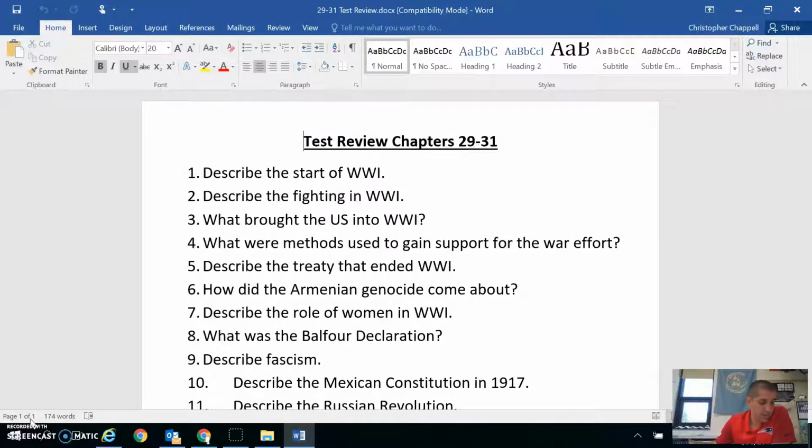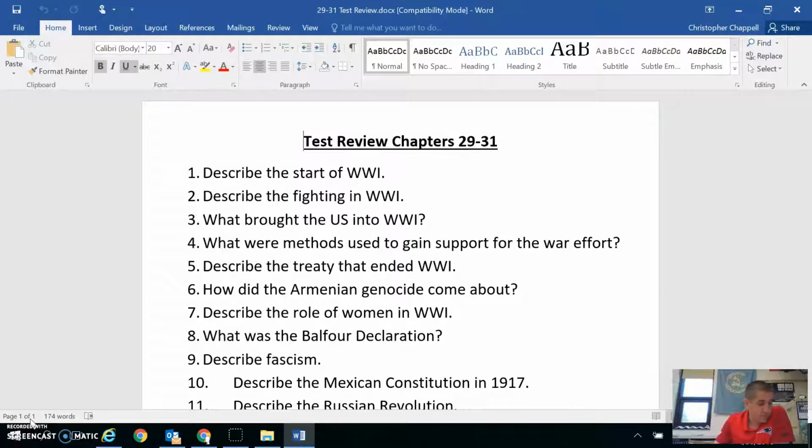16, the Spanish Civil War. Sorry, I'm having trouble reading my handwriting. Democracies were not interested in opposing totalitarian regimes. Number 17, what made it easy for Japan to divide up China? China had a civil war going on at the time.